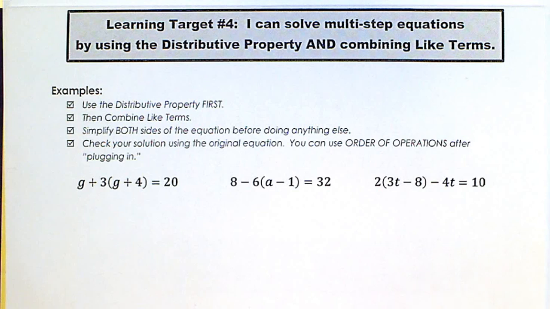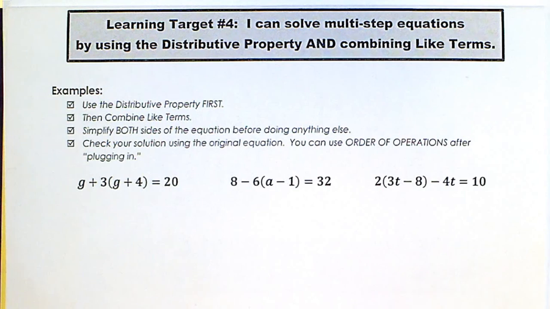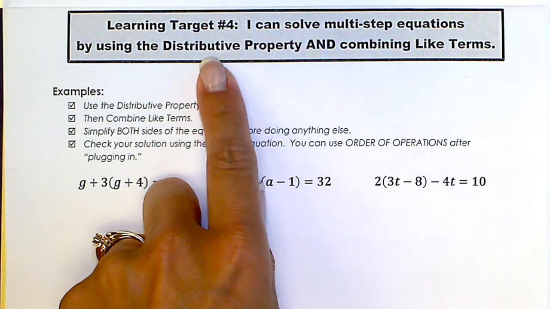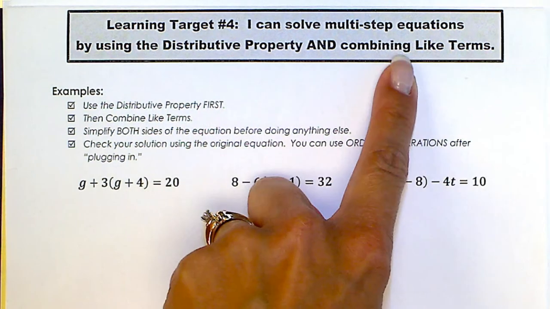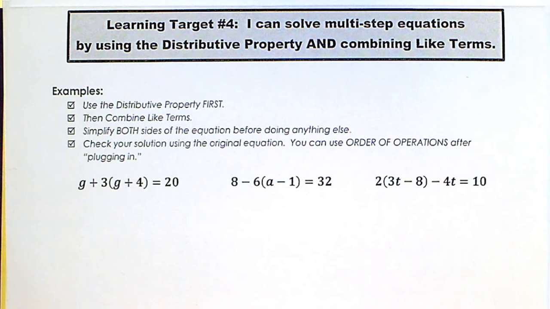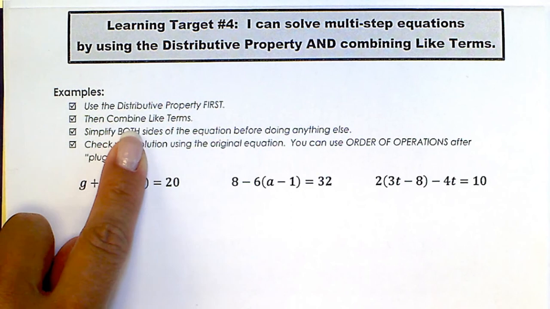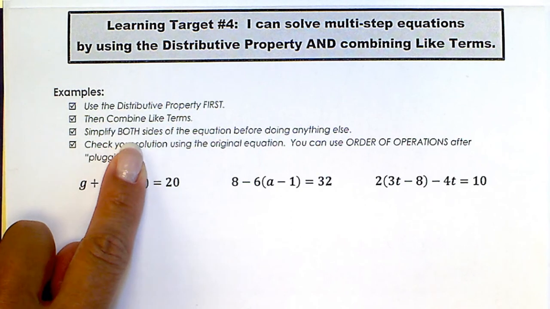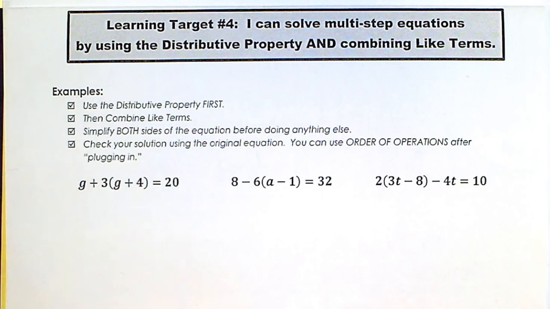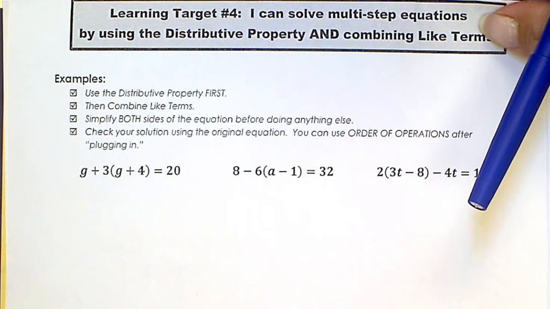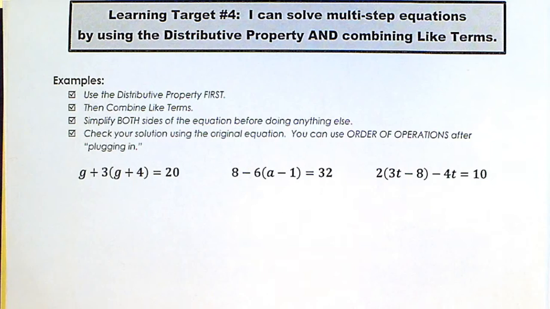In this final video of multi-step equations, we are going to solve multi-step equations with the distributive property and combining like terms. So this is going to have lots of steps in order to solve. So first we're going to do the distributive property, then we're going to combine like terms, simplify both sides, and you may check your solution at the end if you would like.